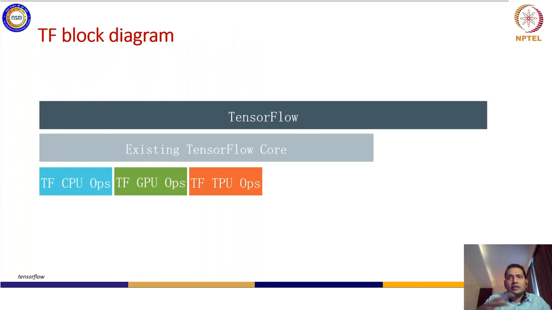So the basic TensorFlow core, if you see, in the front end you have TensorFlow where you will be building your models. And in the middle layer you have the existing TensorFlow core, which is written in C++, and that is in the back end, providing support for your target devices like GPUs, CPUs, and multiple devices with multiple nodes and so on. So this is the traditional TensorFlow compilation.